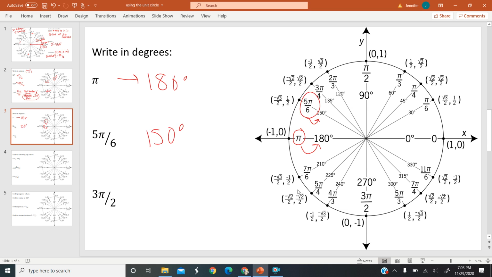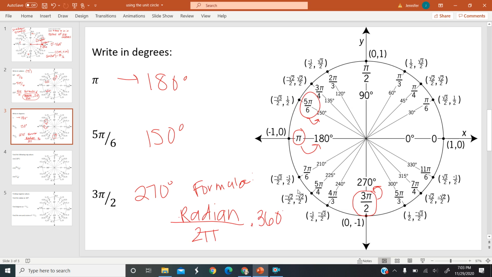And the last one is 3 pi over 2, which is down here at 270 degrees. And then similarly, there is a formula in case you're given something that is not on the unit circle. This one is going to be the radian that you're given divided by the total number of radians, which is going to be 2 pi, and then you're going to multiply by 360 degrees. So it's similar to the last formula, it just switches the 2 pi and the 360 depending on what you want to change it into.